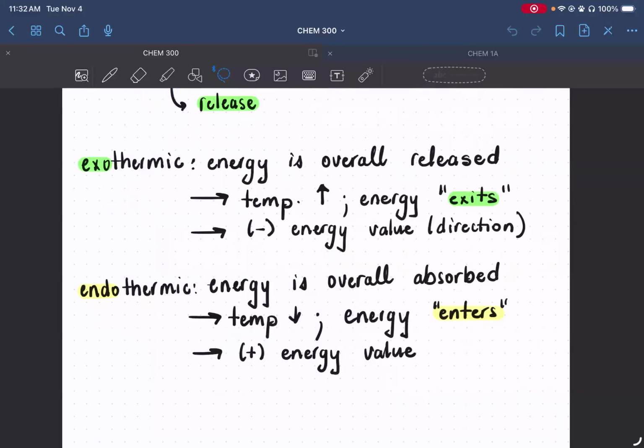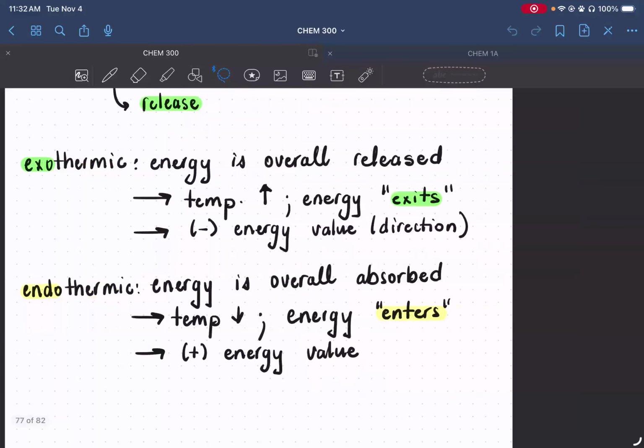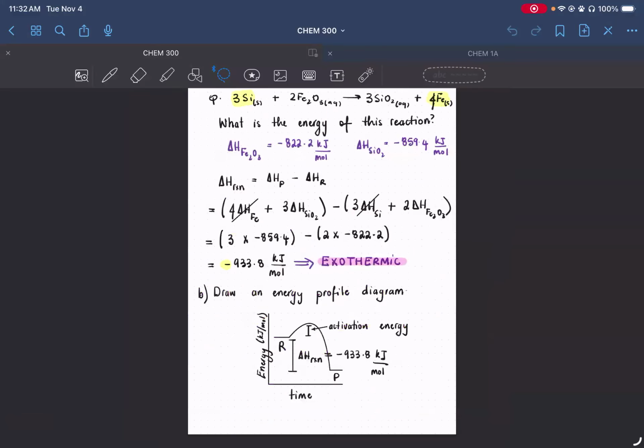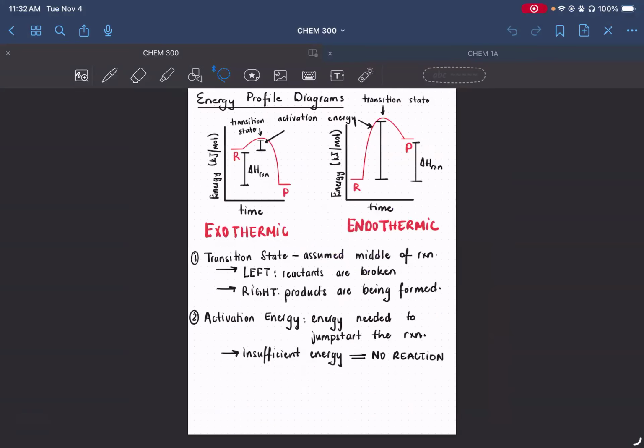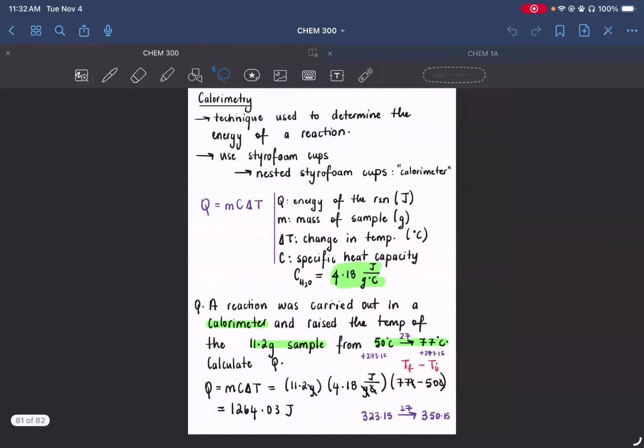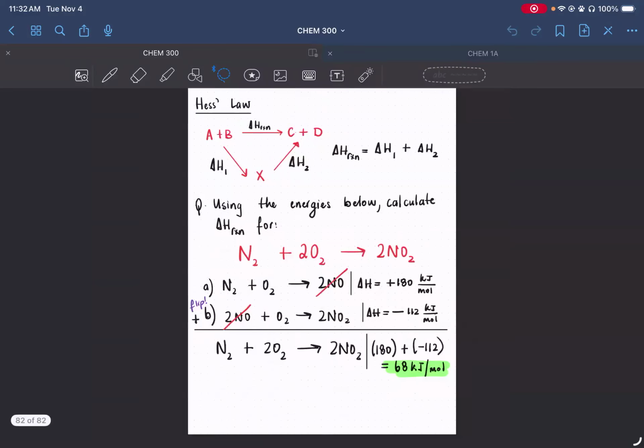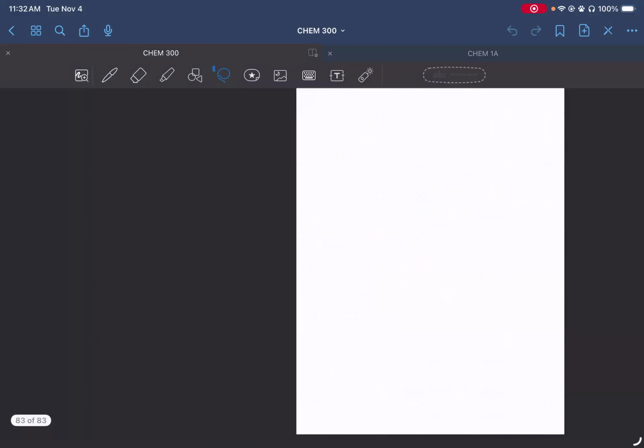So in thermodynamics, we talk a little bit about the direction of a reaction. We went over standard enthalpy of formation, energy profile diagrams, the technique that we will perform in lab for thermochemistry, and of course, Hess's law.